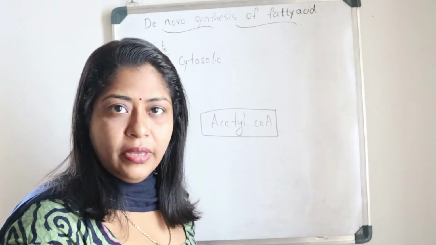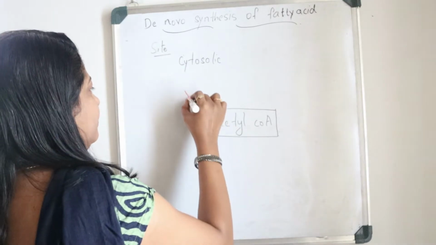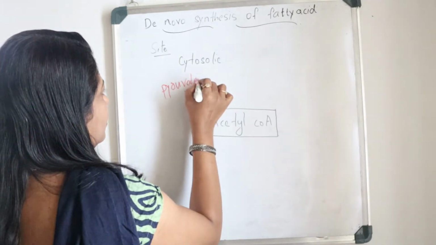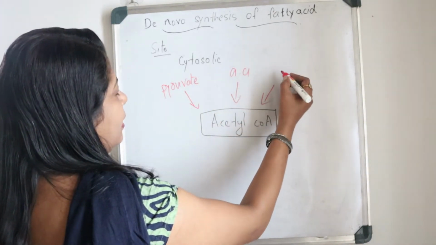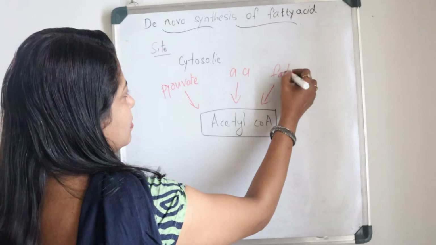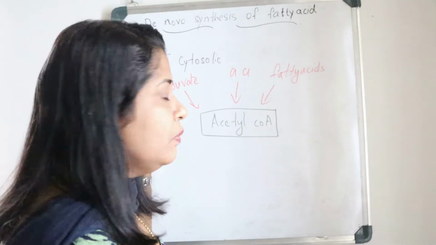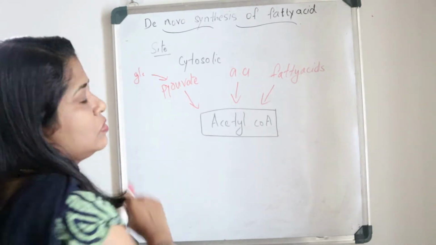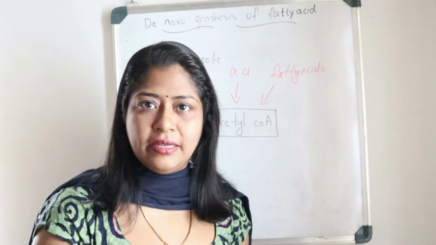And this acetyl-CoA, it is formed from, we know, from pyruvate. Pyruvate, again, from certain amino acids, and again from the fatty acids. And pyruvate, we know, is formed from aerobic glycolysis from the glucose. So carbohydrate, fatty acid and amino acids are the main source for this acetyl-CoA.